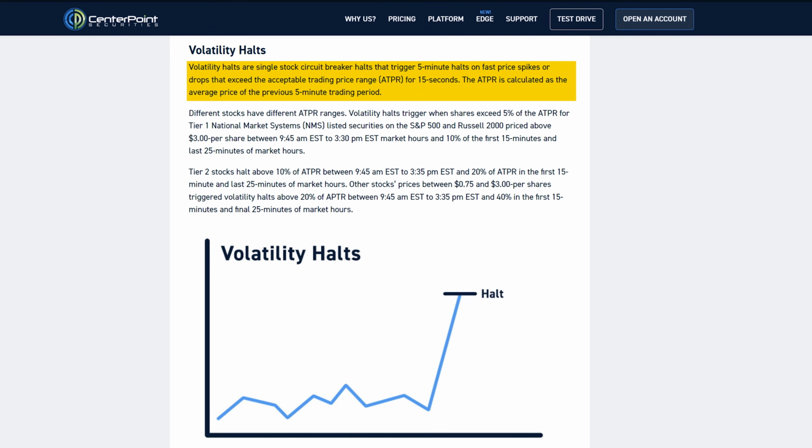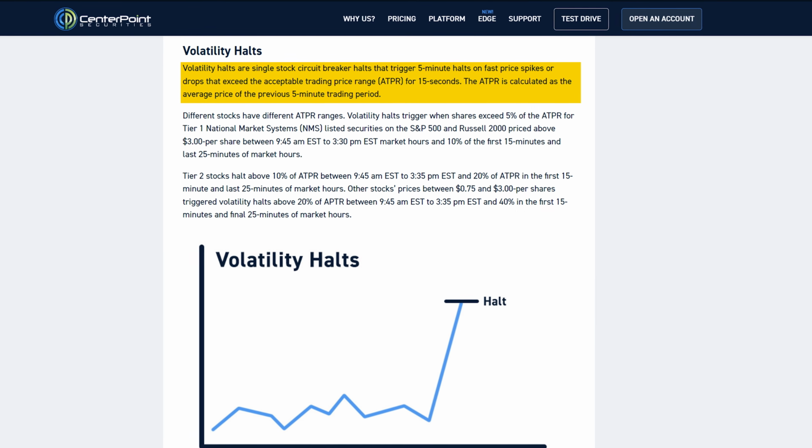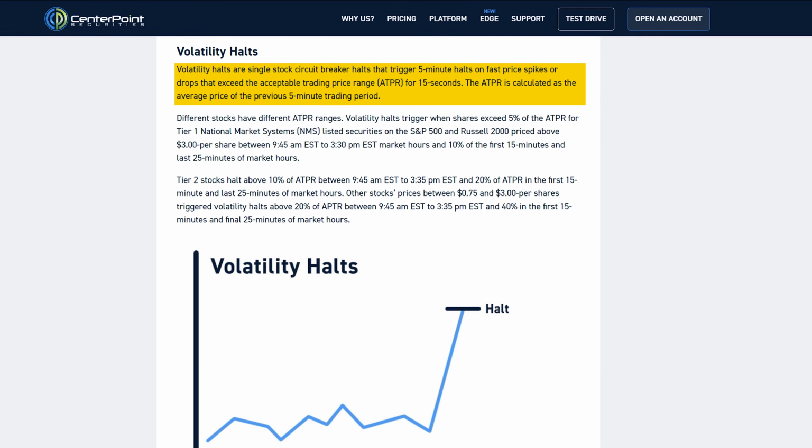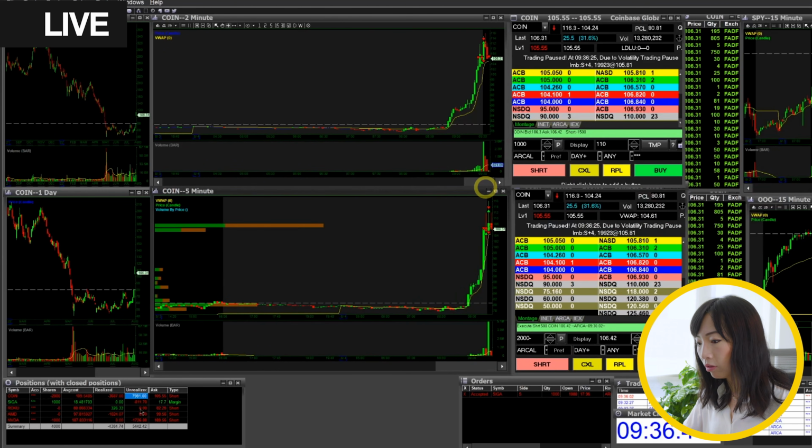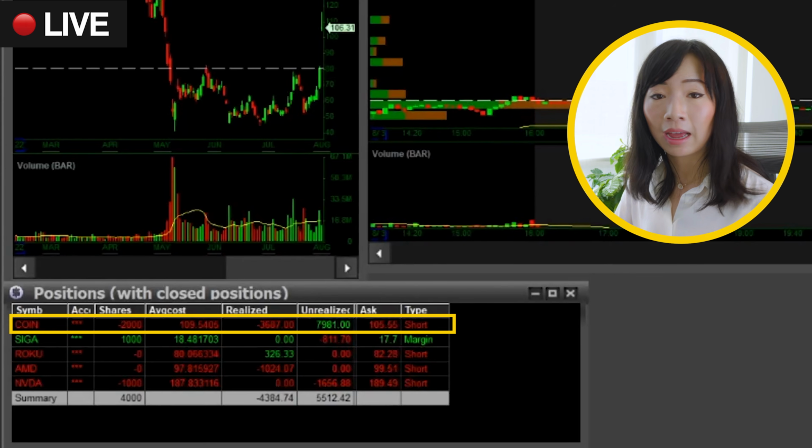And for those who are not sure what volatility halts are, the exchanges hold the stock when it moves up or down more than 10% within a 5-minute time period. And you can see now we are halted to the downside. I have 2,000 shares short at 109.50.